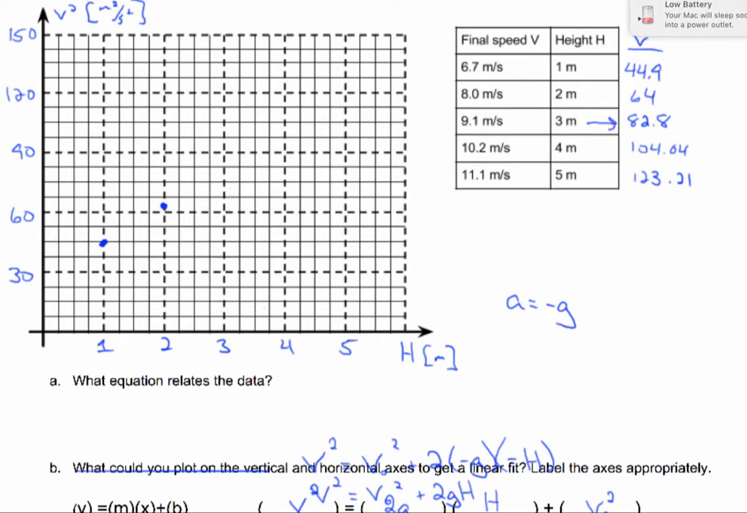82.8. Oh, my Mac is about to go to sleep. What a loser. Let me plug it in.